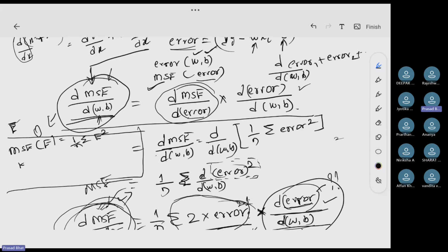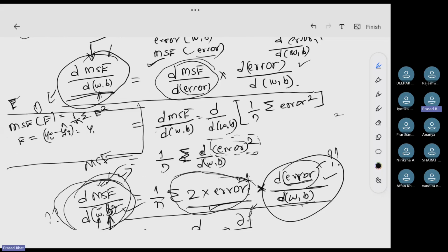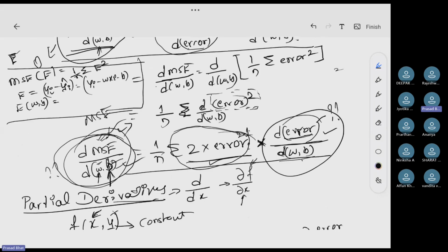But what is E? It is yi minus yi cap, correct? Now yi cap is nothing but wxi plus b, right? So now error is essentially a function of w comma b, correct? What am I trying to find out here? The change in MSE with respect to w comma b, not E. We need to apply the chain rule here.